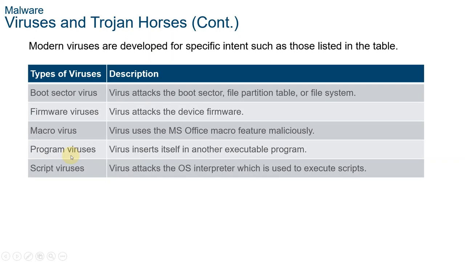Okay, so modern viruses are developed for specific intent, such as those listed in this table here. You have the boot sector virus, firmware viruses, macro viruses, program viruses, and script viruses. A boot sector virus attacks the boot sector, the file partition table, or the file system of the hard disk. Firmware viruses attack the device firmware. Macro viruses use the MS Office macro feature maliciously. Program viruses insert themselves in another executable program, and this is the most common type of virus. Script viruses attack the OS interpreter, which is used to execute scripts.